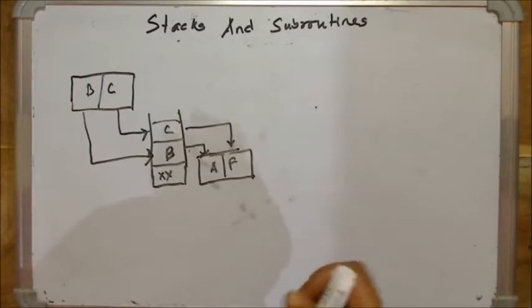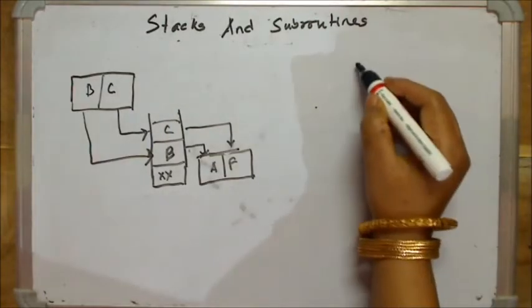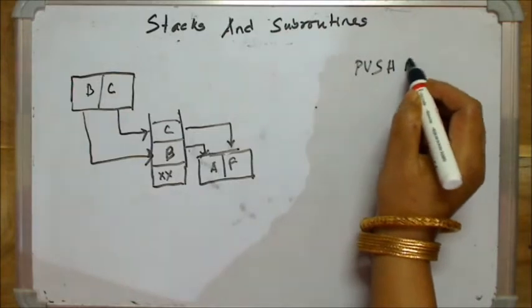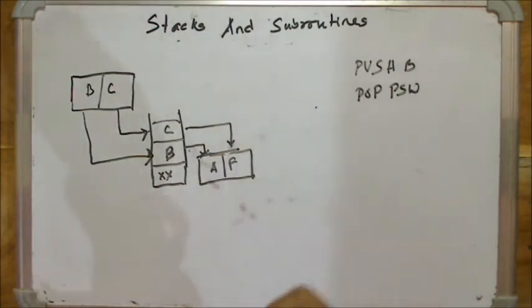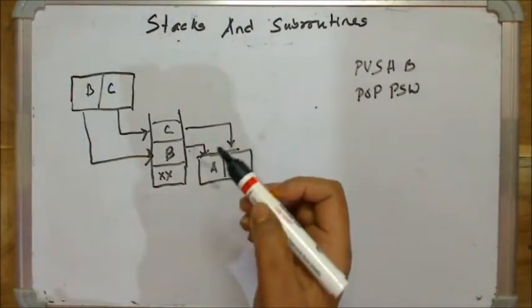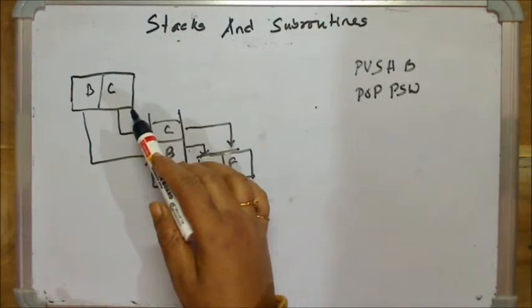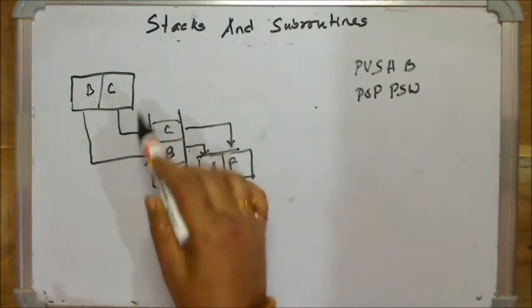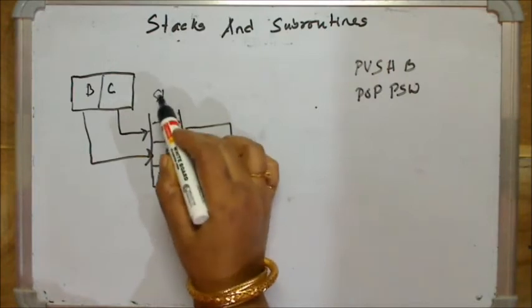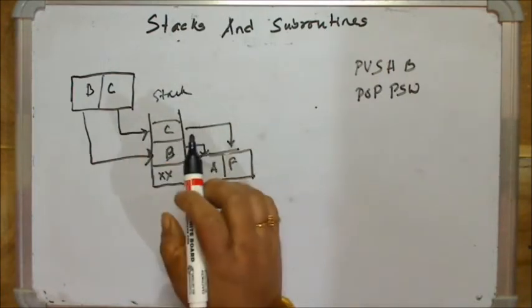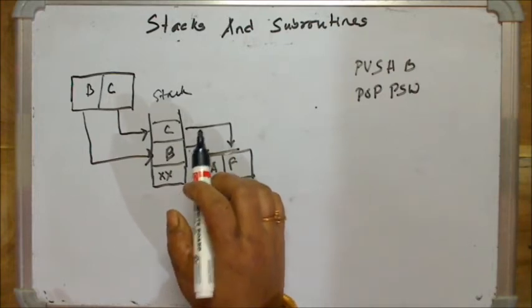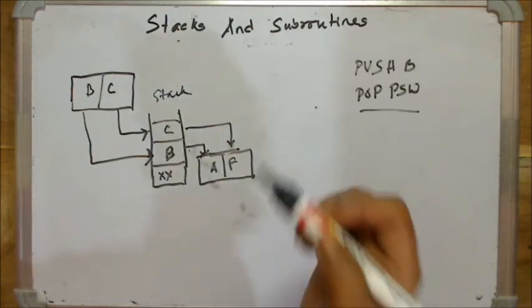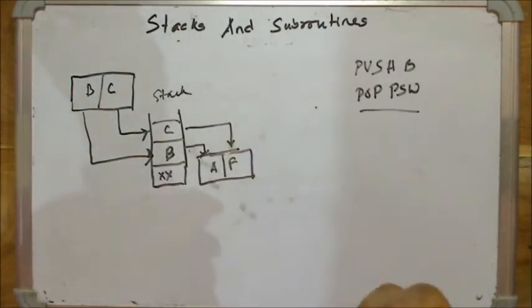Now I'll show you how to write into the flag register. Suppose I write push B, and then pop PSW. You are pushing the value of the BC pair to the stack. See here, this is your stack. So the value of the BC pair is pushed into the stack. Now, the next instruction is pop PSW.